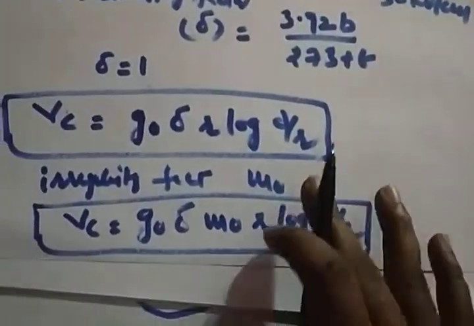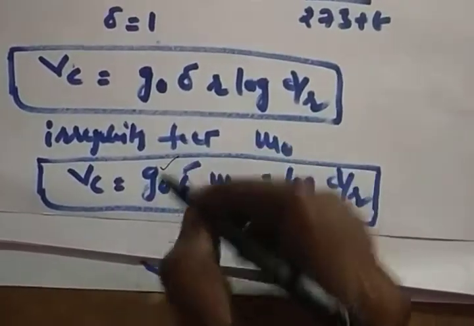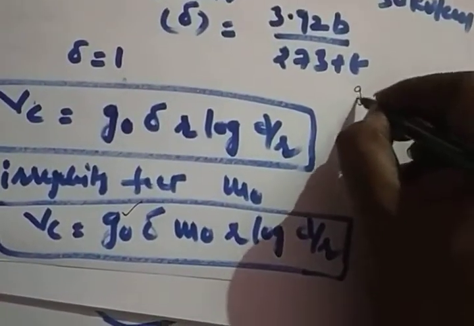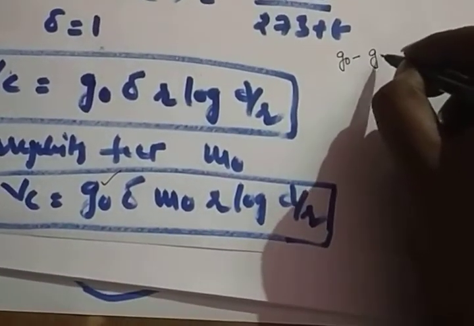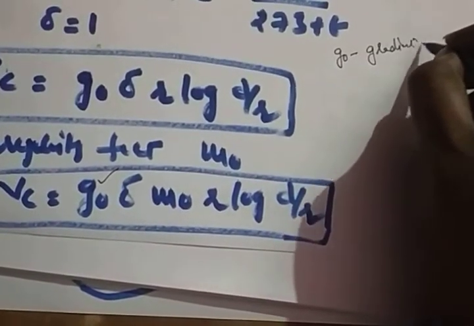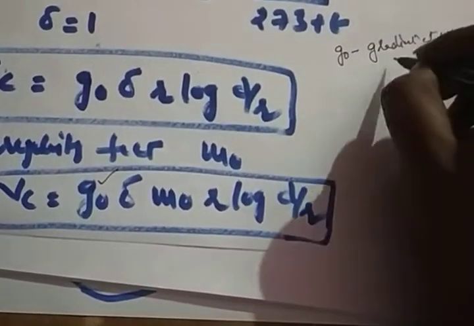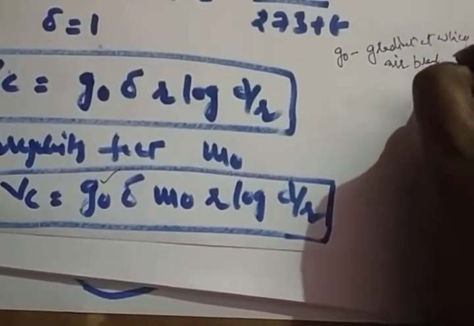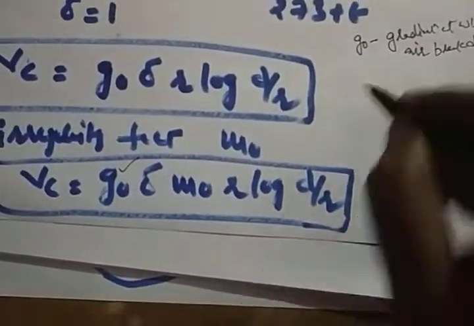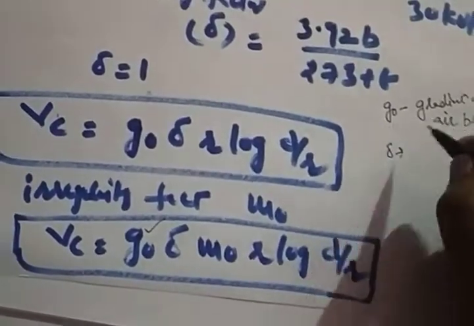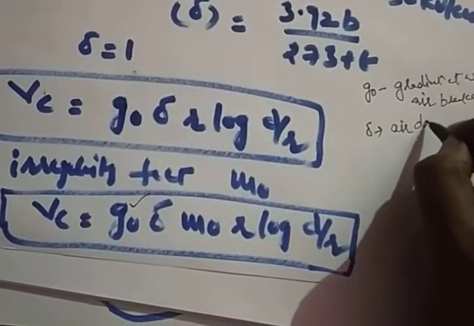So what are the things that you are considering? So what is a Z naught? Z naught means the gradient at which the air breaks down. Okay. So what is a delta value? Delta value is that air density factor.